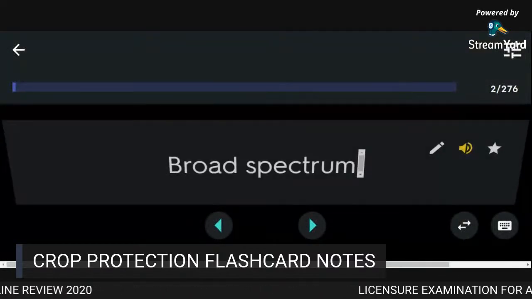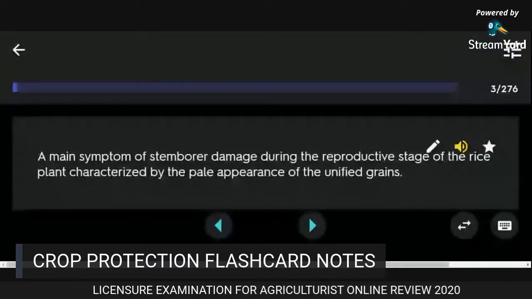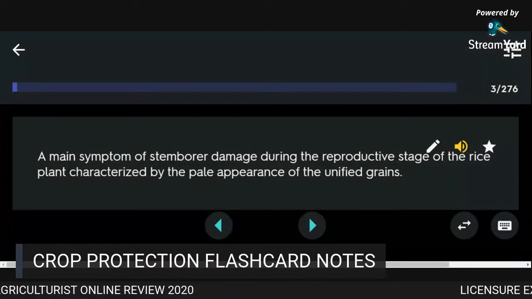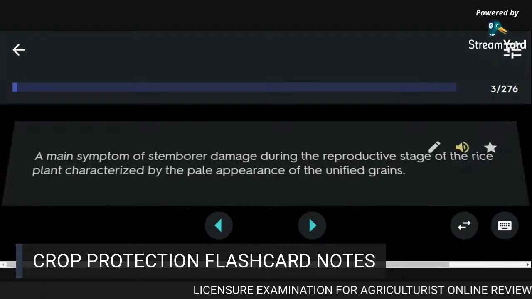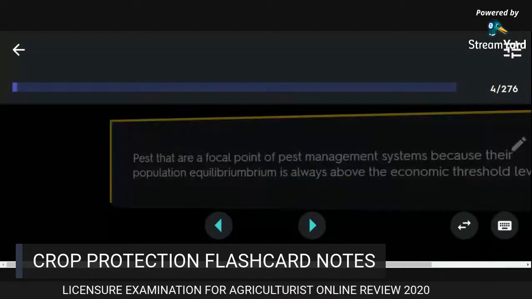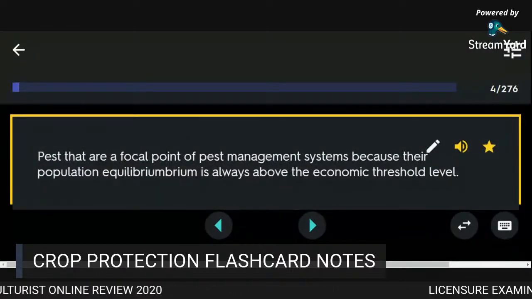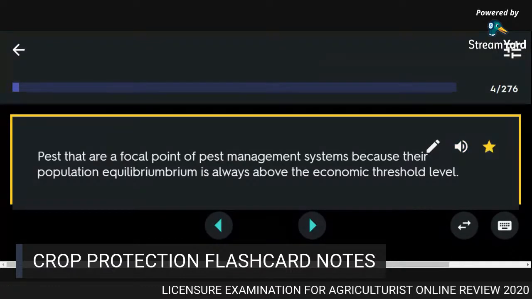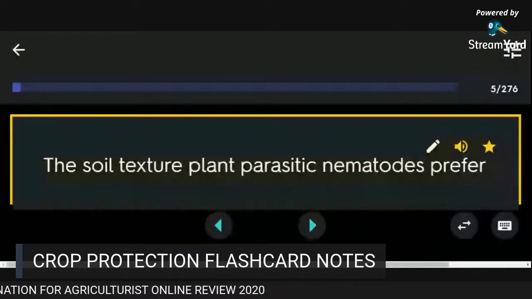Types of insecticides that kill a wide array of insect pests: broad spectrum. A main symptom of disease damage during the reproductive stage of the rice plant characterized by the pale appearance of the unfilled grains: false smut. Pests that are a focal point of pest management systems because their population equilibrium is always above the economic threshold level: key pest.